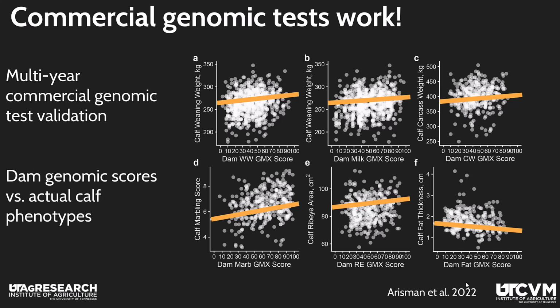Some of these dams are way underperforming that line of best fit. Some are way overperforming. You've got this big amount of spread, and that's because these things aren't perfect predictors of offspring phenotypes. They only capture the genetic component of each of those traits. If we went to something like longevity, some of these even lowly heritable traits, there's an even bigger spread around the predictability based on those GeneMax scores versus the actual calf's phenotypes.